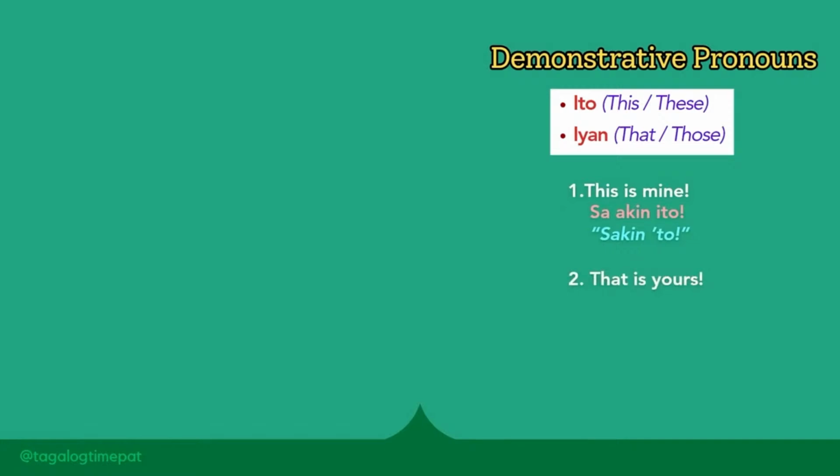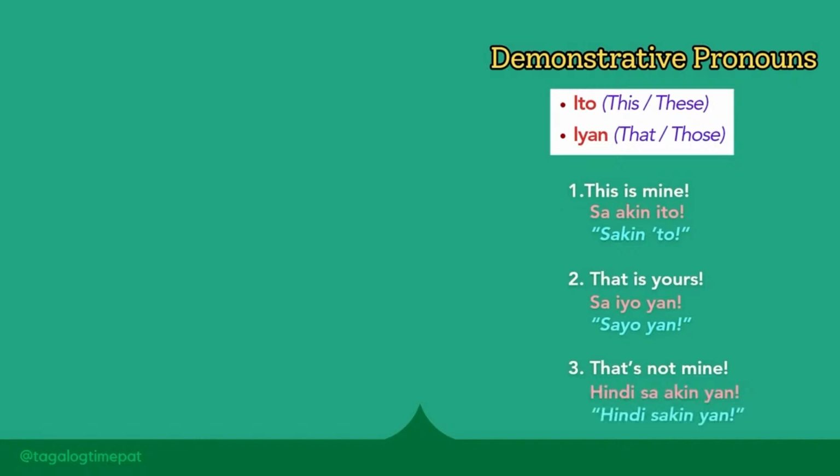That is yours is sa iyo yan. Sa iyo yan. So the pronoun goes first, and then it's the demonstrative pronoun. You might hear sa'yo yan. And then lastly, that's not mine. Again, negating the thought. It would be hindi sa akin yan. Hindi sa akin yan. Or hindi sa akin yan. All right.